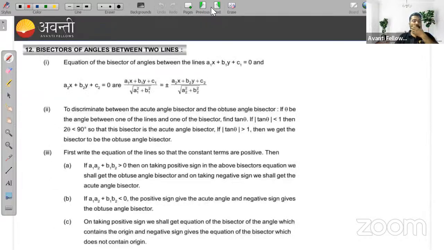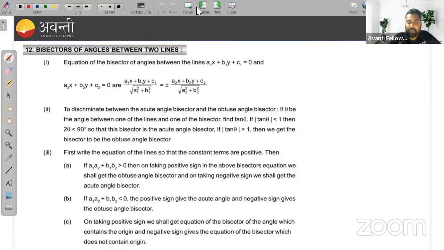Okay, now bisectors of angle between two lines. We already discussed how to find the angle bisectors. The main thing is, first write the equation of the lines so that the constant terms are positive.